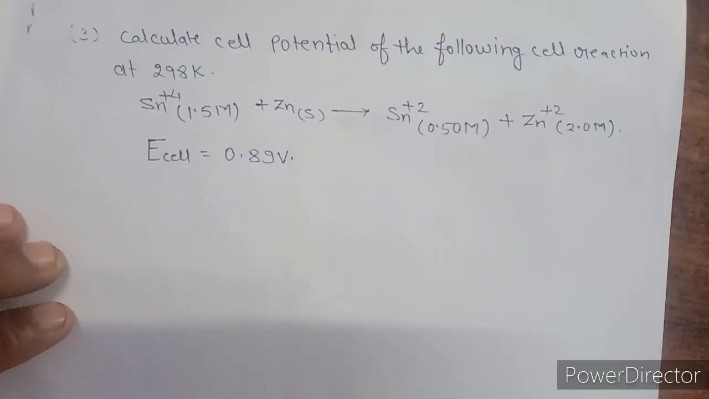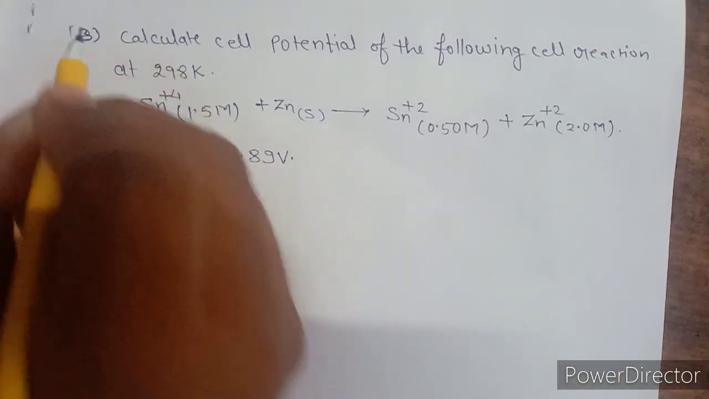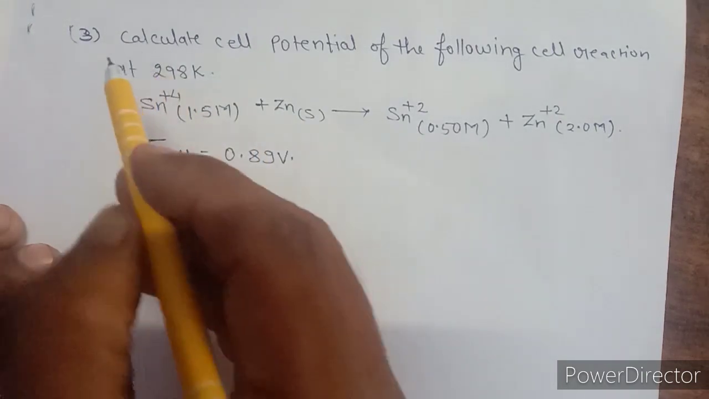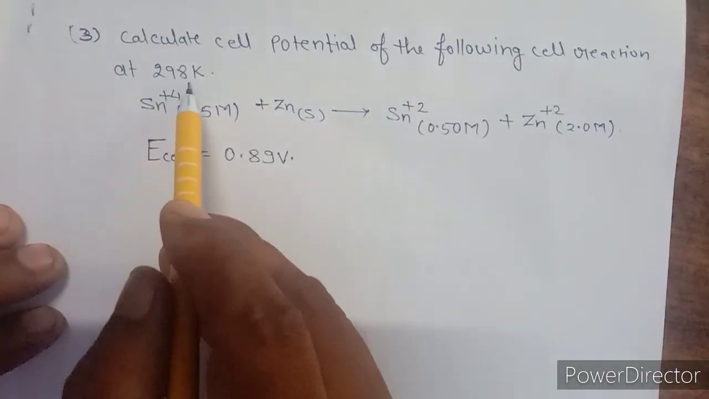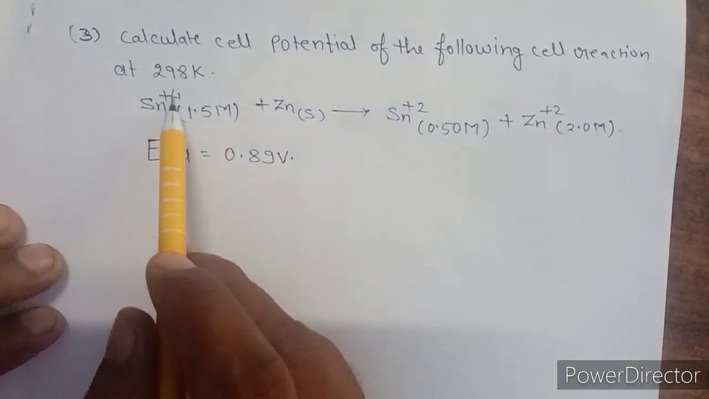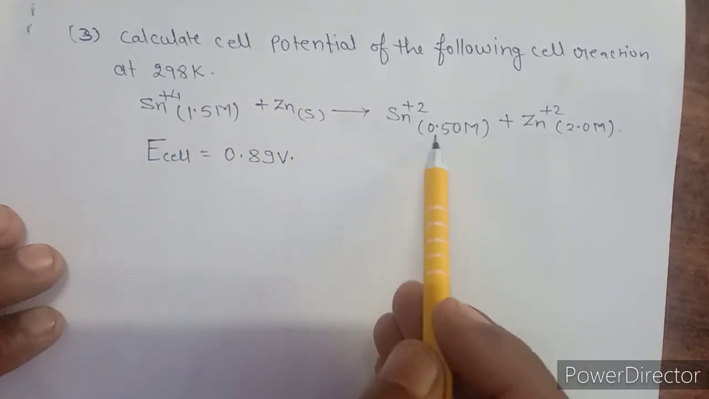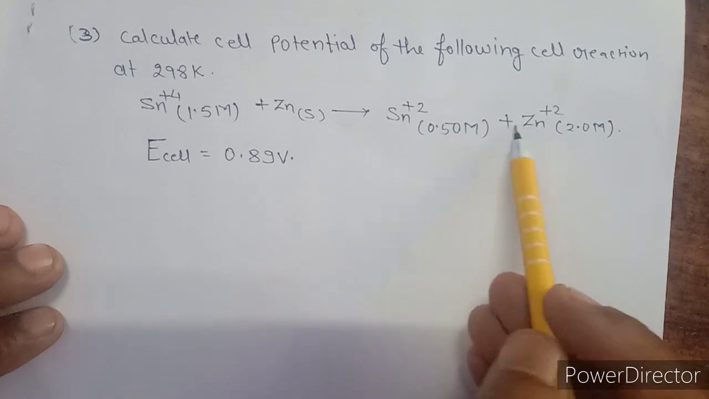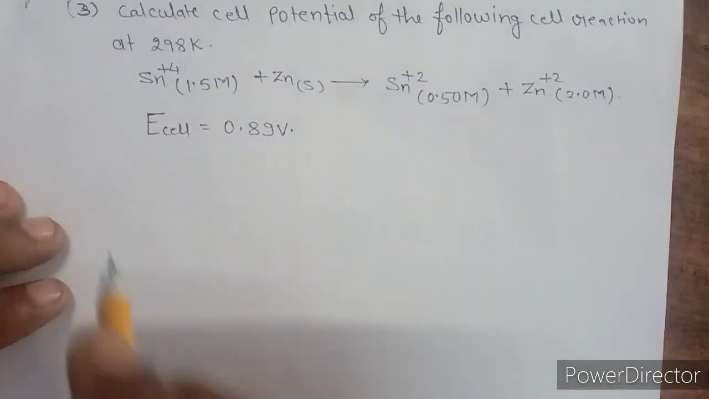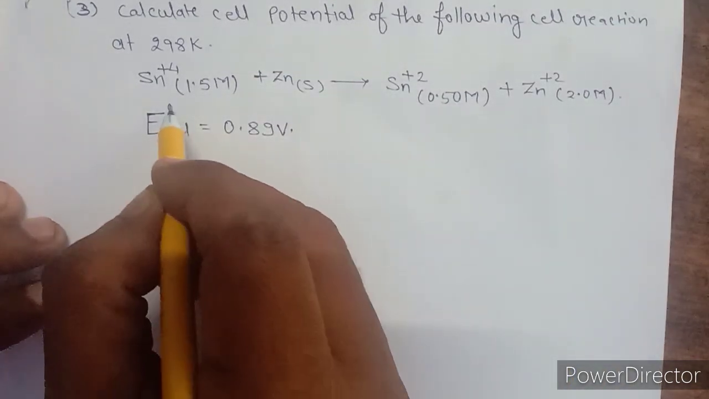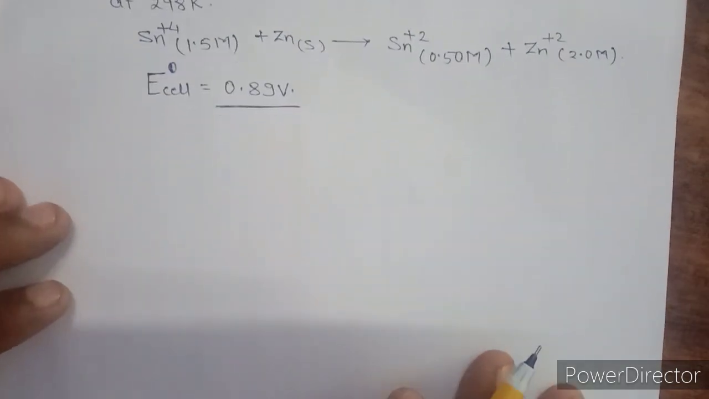This is the third numerical based on the Nernst equation. In this question, calculate the cell potential of the following cell reaction at 298 Kelvin. Sn+4 (1.5 molar) plus Zn solid gives Sn+2 (0.50 molar) plus Zn+2 (2.0 M). Now E cell naught for this reaction is given.